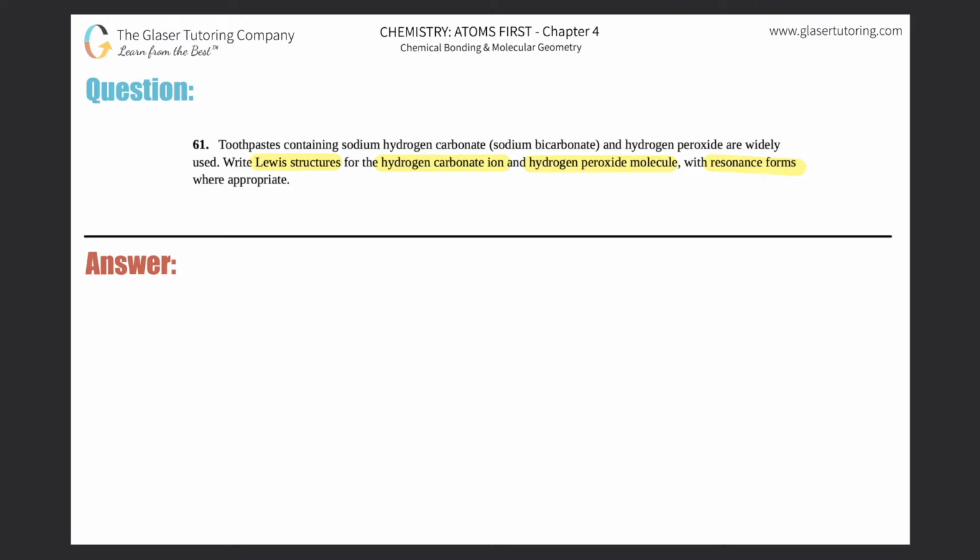All right, so first off, we have to figure out what the hydrogen carbonate ion is. This is a polyatomic ion, so we need to memorize our polyatomic ions, especially if your teacher or professor won't give them to you on your test or quiz. So carbonate is CO3 2-, right?